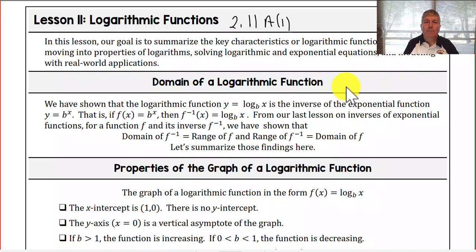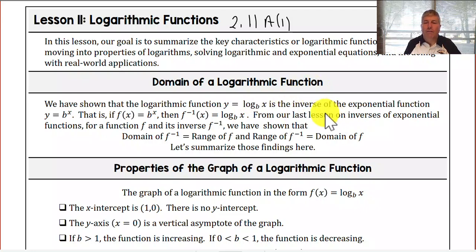Welcome back. The objective of this video is to explore the properties of logarithmic functions. We'll find the domain of a logarithmic function. We'll talk a little bit about general behaviors of logarithms, and we'll analyze a logarithmic function.